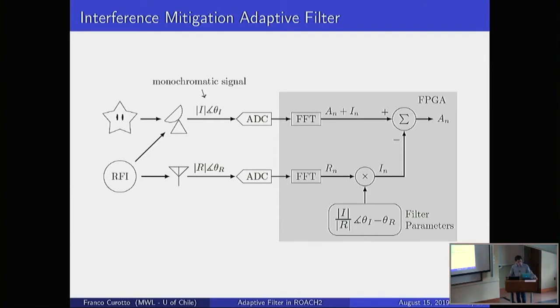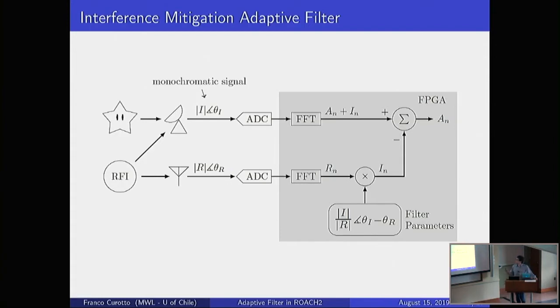The simplest case is to assume that your RFI signal is a monochromatic signal, like a pure tone. So you can represent this interference in the telescope as a magnitude I and a phase theta I. And in your reference, you take a second measurement that I call R, theta R. Both of these signals are not the same, so they have a difference in magnitude and phase, and that's because they take different paths through the sky, through the atmosphere, and they are measured by different systems, right? But they are certainly correlated in some way.